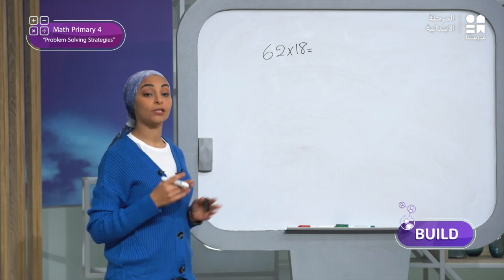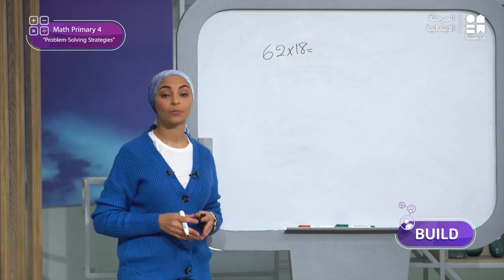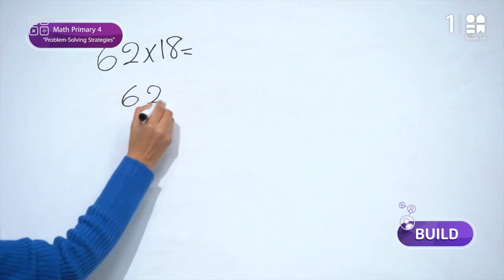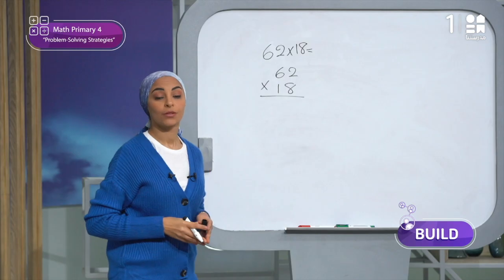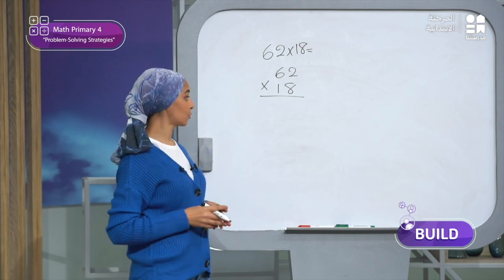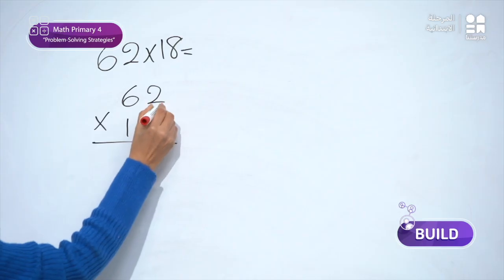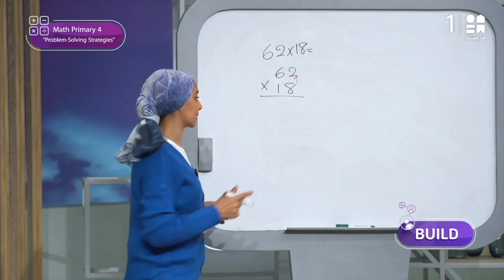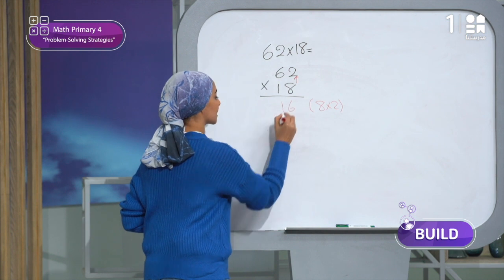Now, we will write the two numbers vertically or under each other. And I will start with the greatest number, of course, which is 62. And under it, I will write the 18. Then, what should I do? I will multiply 8 times 2, right? 8 times 2 gives me what? Of course, 8 times 2 gives me 16. The first thing I will write is 8 times 2 gives me 16.